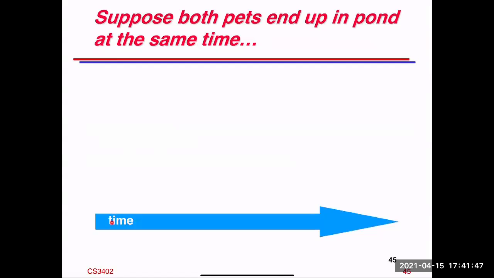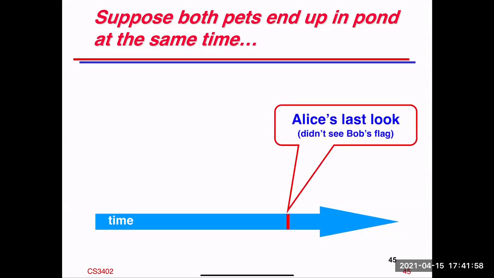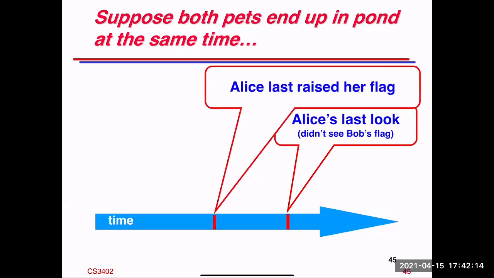Okay, so this is the scenario that we have. Time is flowing from left to right. So suppose both pets end up in the pond at some point here. And this was the last time that Alice looked and didn't see Bob's flag. Because if she had seen Bob's flag, she wouldn't have let her pet in. All right, so from the protocol, we know that before Alice looked the last time, she must have raised her flag, because that's how we specified the protocol.